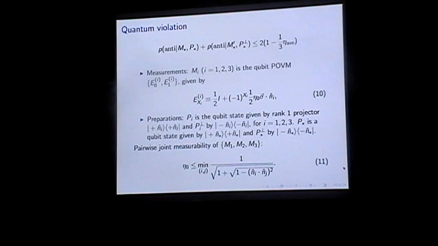And P star is a qubit state given by some direction n star, and P star perpendicular is orthogonal to that. Also note that pairwise, in quantum theory, when you require pairwise joint measurability of these three noisy qubit POVMs, then the noise parameter has to satisfy this constraint, which is given in terms of the angles between the three measurements that you're trying to implement in an unsharp manner. So this is the general constraint.